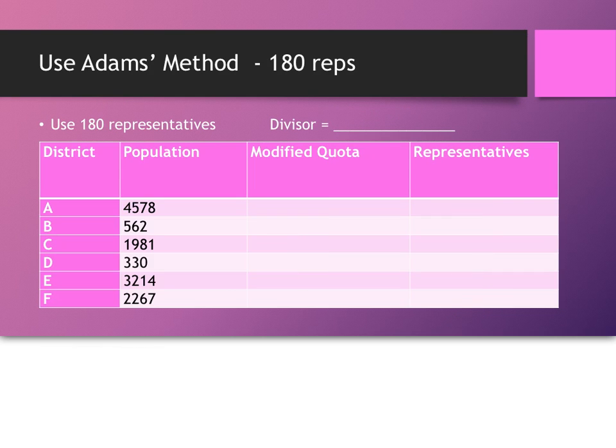So again, I want you to do the same thing with Adams' method. I'll write the standard divisor here before I push pause. So you push pause, do this allotment using Adams' method, and come back and see if you actually got it right.